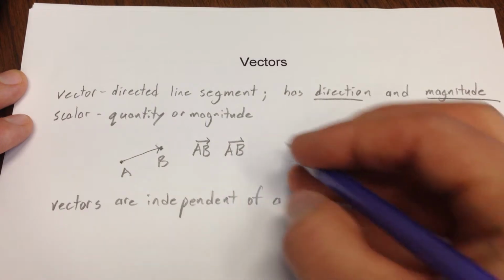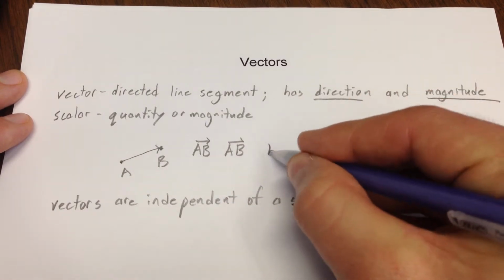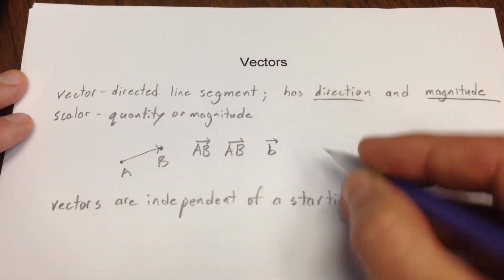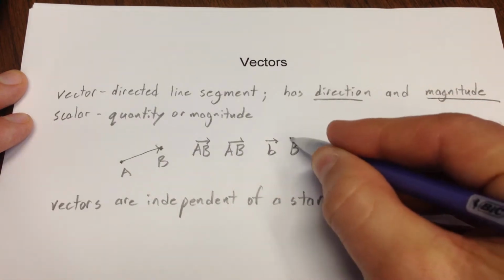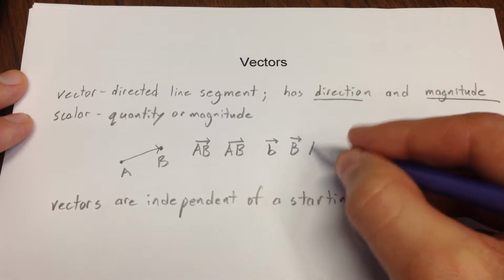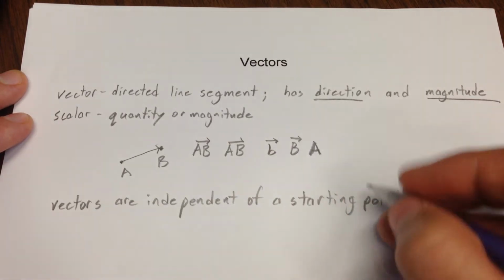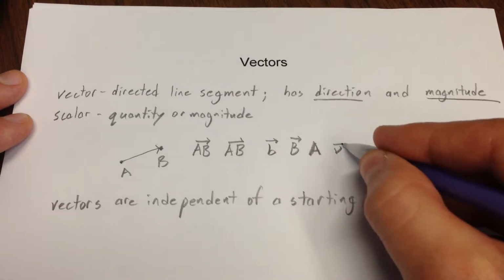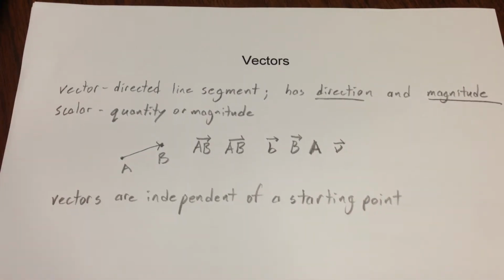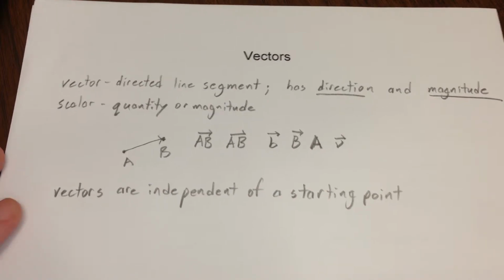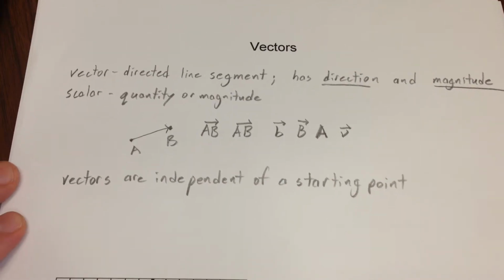Now there are a couple of other notations just so we can get those out in the open. You might have just a single letter B, or you might have a capital B, or you might have a bold letter, so that's a little harder to draw, but something like A. Sometimes you have lowercase Greek letters, something like that. Okay, so we have all those notations, but remember it's independent of its starting point.